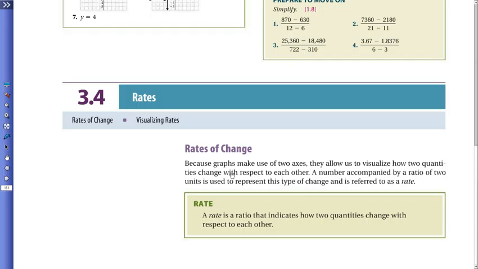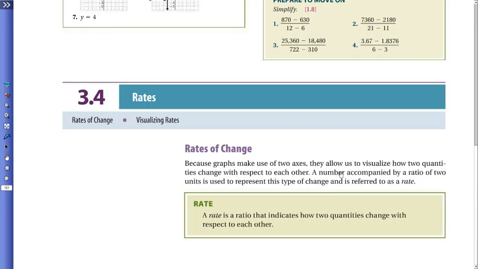The reason they're giving it to us now is because graphs make use of two axes. They allow us to visualize how two quantities change in respect to each other. In other words, what is the relationship between those two numbers? The ratio of two units is used to represent this type of change and is referred to as a rate.